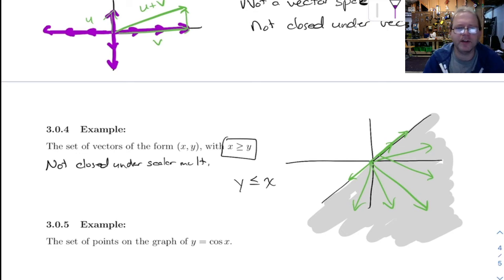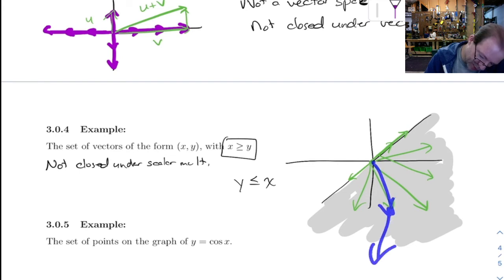Is it closed under vector addition? Yeah, I guess it is, because if you take any of these things, they're all going to lie under here. So I believe if you take any two vectors that lie in here and you add them together, it would be closed under addition. But it's not closed under scalar multiplication, therefore it's not a vector space.